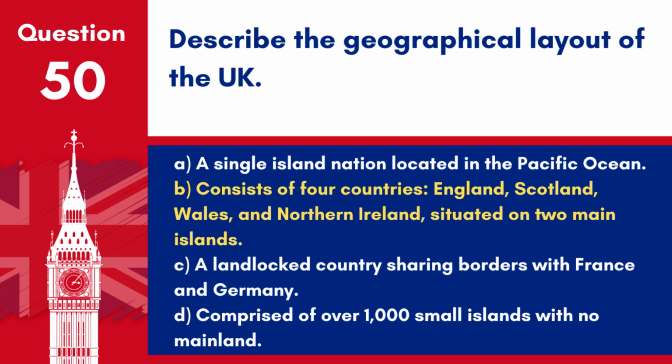Answer: B. Consists of 4 countries: England, Scotland, Wales and Northern Ireland, situated on 2 main islands. The UK's geographical layout includes Great Britain, the northeastern part of the island of Ireland and smaller islands.